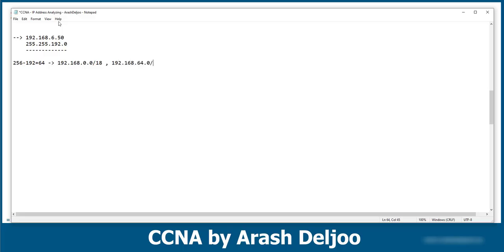192.168.64.0/18, then 192.168.128.0/18, and finally 192.168.192.0/18, okay, we need to add 64. Here, as you can see, this IP address is residing in the first range, okay, here.